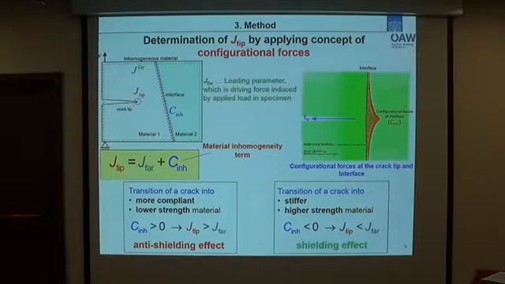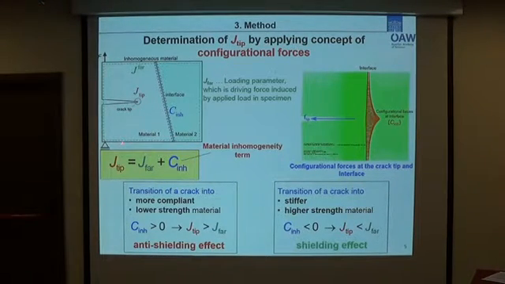I only have to mention that for determination of crack driving force in inhomogeneous material, we have to apply the concept of configurational forces. Based on the concept of configurational forces, an interface is also considered as a defect, and for example, when there is a crack in a beam material, in fact there are two defects, the crack tip and the interface.